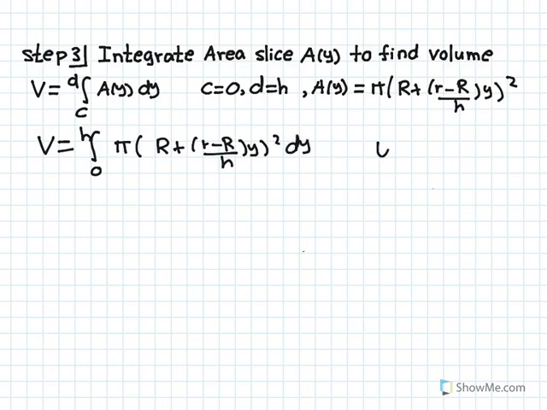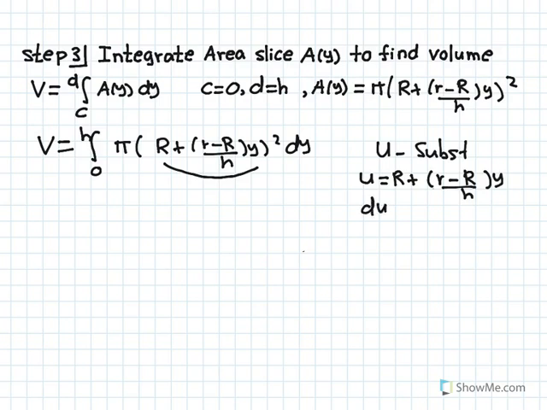We're going to apply u substitution to make the algebra easier to do. Of course we can open this up and integrate using the reverse of the power rule, but it would just be too messy. So we'll let u be the inside function, this part here. So u is equal to small r plus (small r minus capital R) divided by h times y.